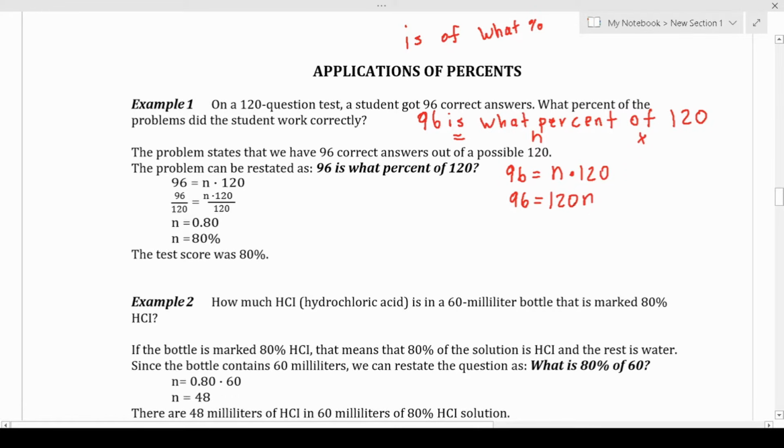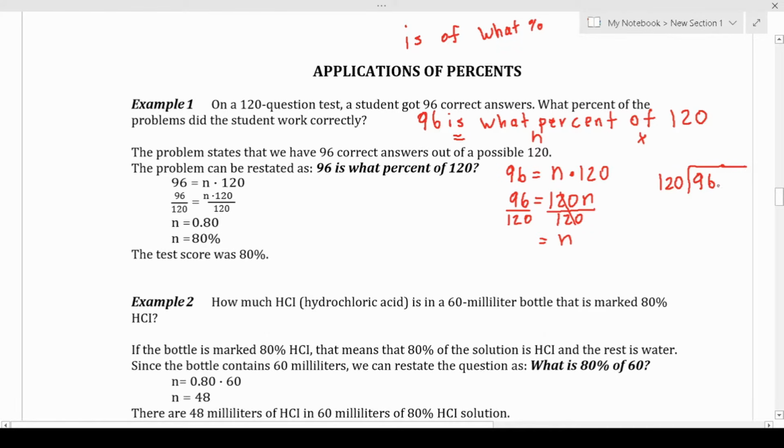Again, we're trying to solve for n, so we're going to divide both sides by 120. This is going to cross out, leaving us with just n over here. As we can see, n equals 96 divided by 120, so let's work that off to the side. This is 96 divided by 120. Now we're asking ourselves, how many times does 120 go into 96?